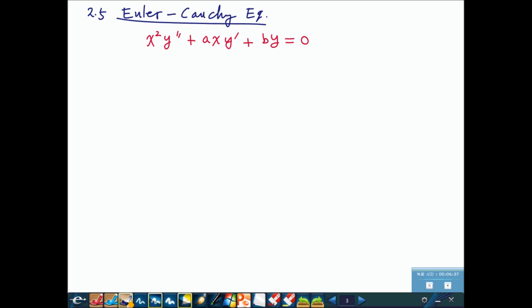Alright. So this is different from the previous type of equation, which is constant coefficient, right? So we have x in the coefficient function. But in that form, that x squared has to match the highest order of the derivative, and the next lower x. So only that form is the Euler-Cauchy equation, and we're going to solve it, right?